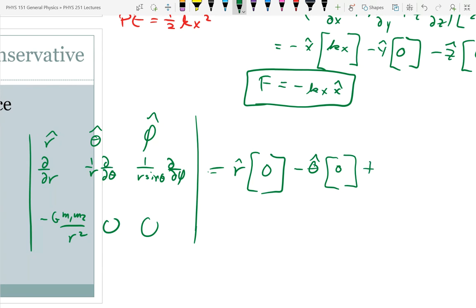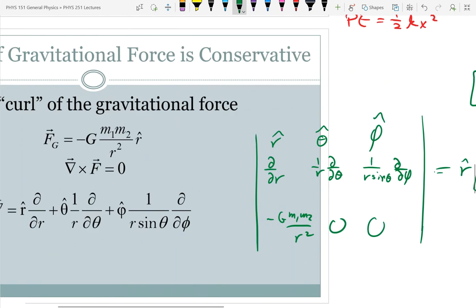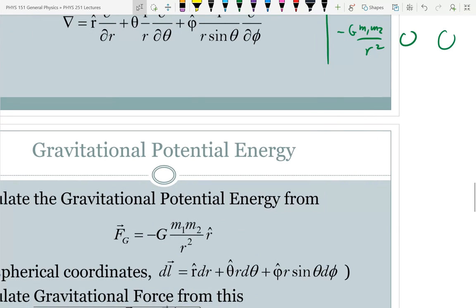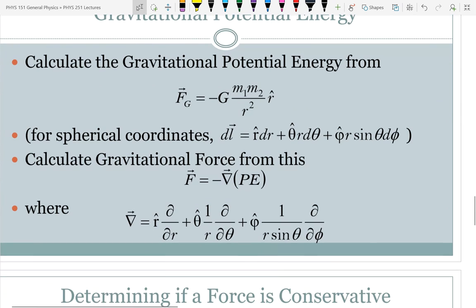And likewise with my phi hat direction. I didn't write it all out because I do only have 13 minutes left. But you can go through and by the same cross product method as above, it's equal to 0. So it's conservative. Huzzah, hooray. Now let's find the equation for gravitational potential energy.